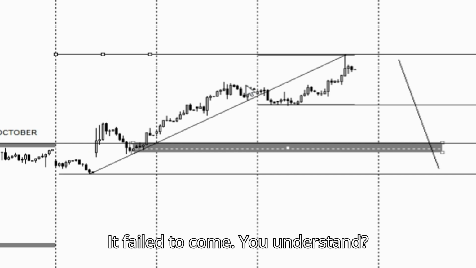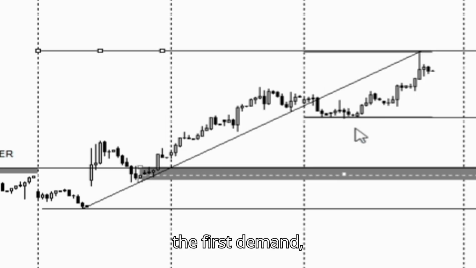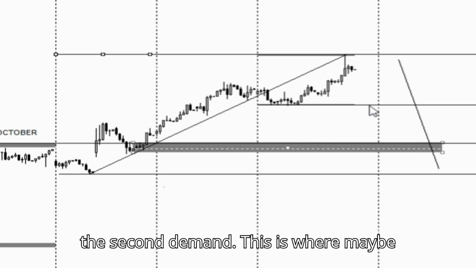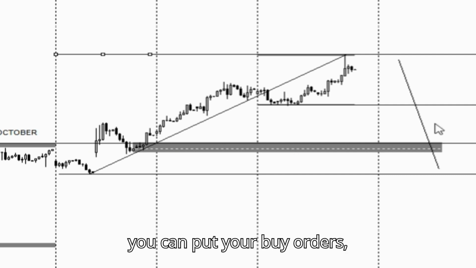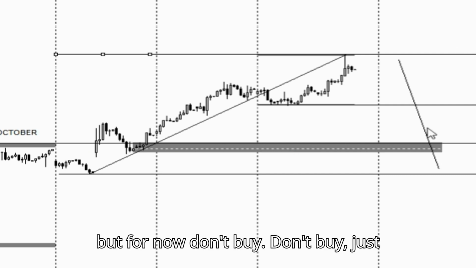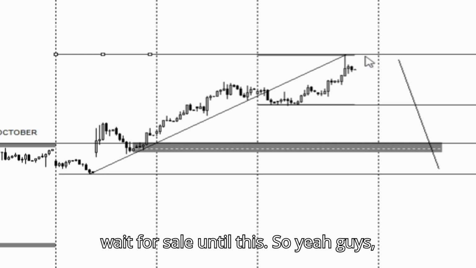It failed to come. You understand? So the first demand, the second demand. This is where maybe you can put your buy orders. But for now, don't buy. Just wait for sell until this zone.